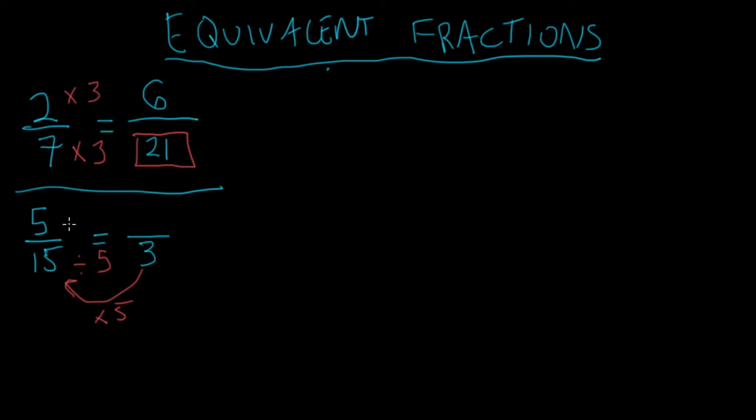So if we divide by 5, we also need to divide the top by 5. 5 divided by 5, any number divided by itself, right, gives you 1. So 5 out of 15 is equal to 1/3. Okay, and that would actually be how we reduce this fraction as well. All right, let's do another one.